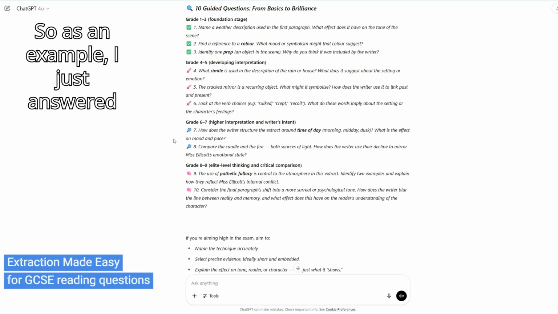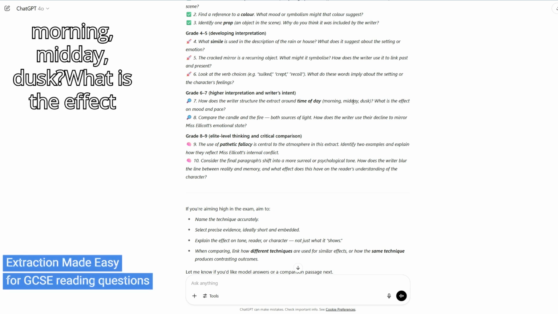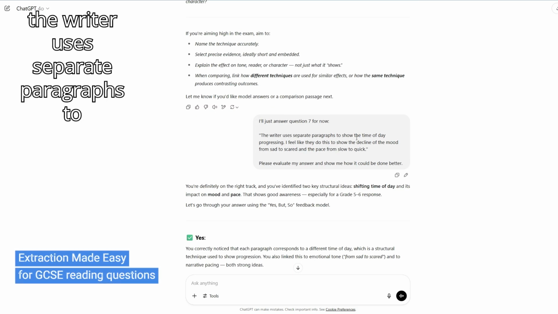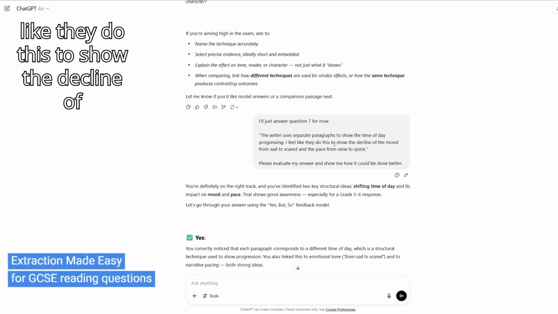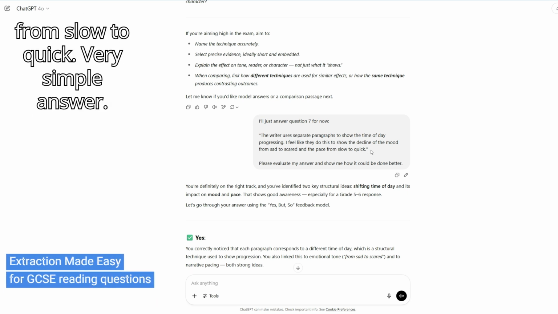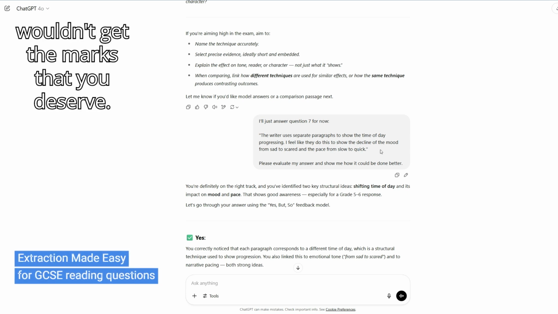So as an example, I just answered question 7. I tried to make it quite basic. The question for 7 was, how does the writer structure the extract around the time of day, morning, midday, dusk? What is the effect on mood and pace? And I just said simply, the writer uses separate paragraphs to show the time of day progressing. I feel like they do this to show the decline of the mood from sad to scared and the pace from slow to quick.